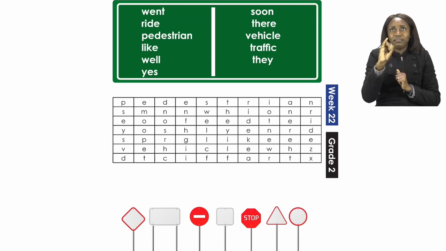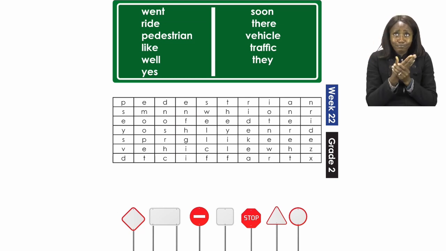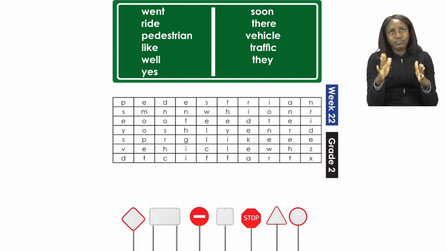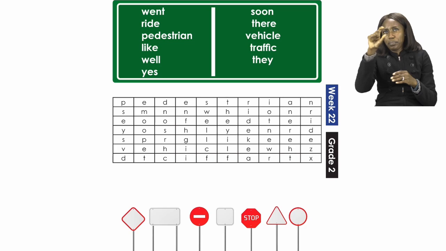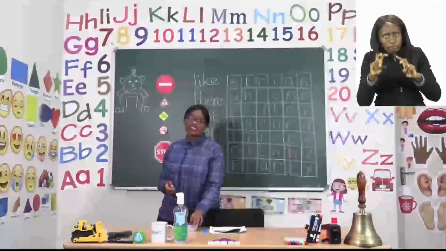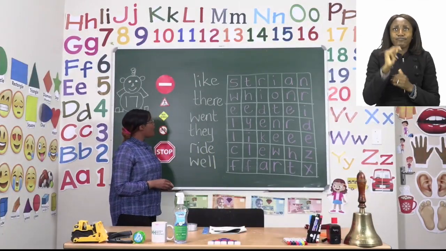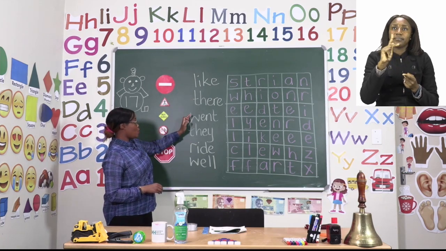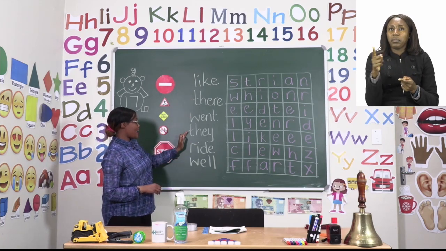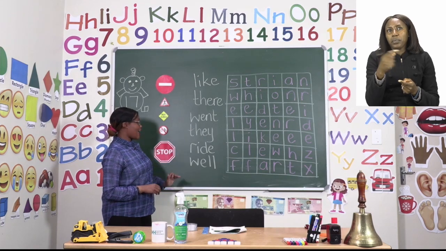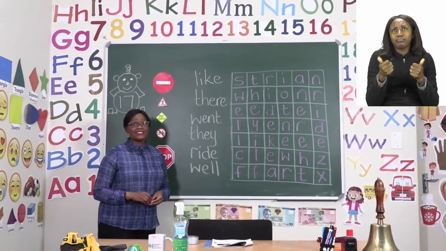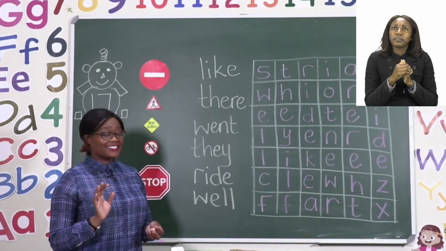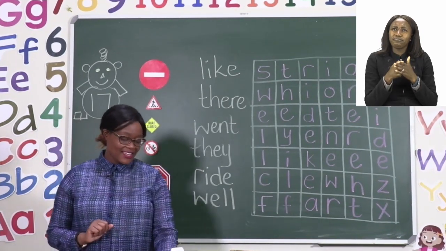So now that we know what our new words mean as well as our old ones, we are going to try and find some of these words in our word search. So let's do a few of them together. Now I have the words like, there, went, they, ride, and well. We're going to take a look and try and find at least 3 of them together.